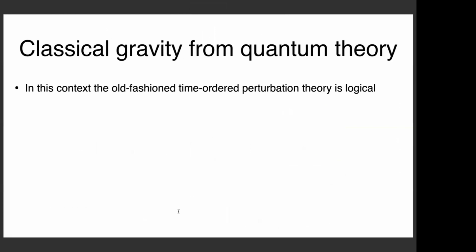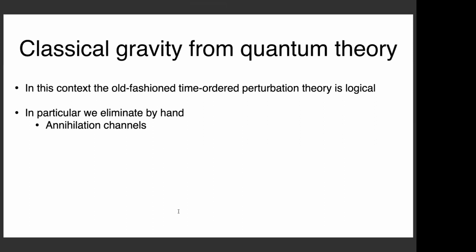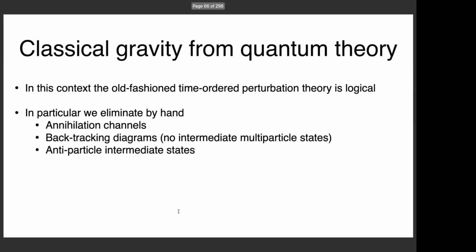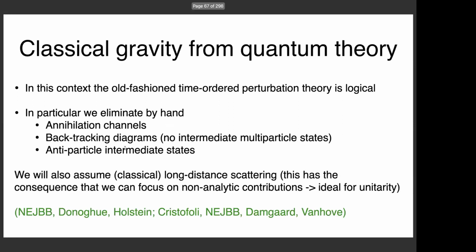Then, in order to work with classical gravity from a quantum theory, it's most logical to limit our Feynman diagrams in certain ways, meaning that we only consider the diagrams that don't, for instance, involve annihilation channels like anti-black holes. We don't have backtracking diagrams, and we don't have antiparticles in this. So it's not the full Feynman set of diagrams. It's a certain restricted part that we can easily link to the classical physics.